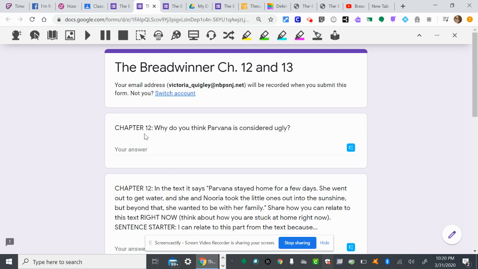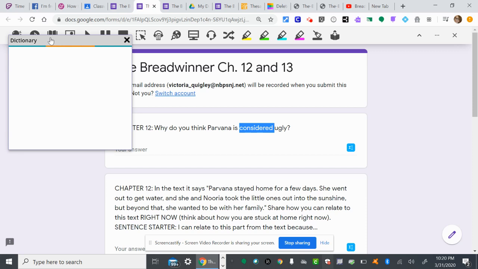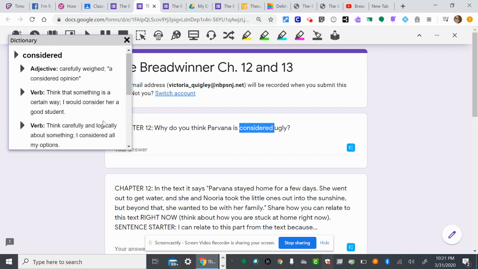So the first question is, why do you think Parvana is considered ugly? I might not know what the word considered means, so I can highlight it. And I have the Google Read and Write tool up because I clicked on the purple puzzle piece with the RW in the middle. And I will click on this icon that looks like a book to show the dictionary. And it's going to give me a couple definitions.